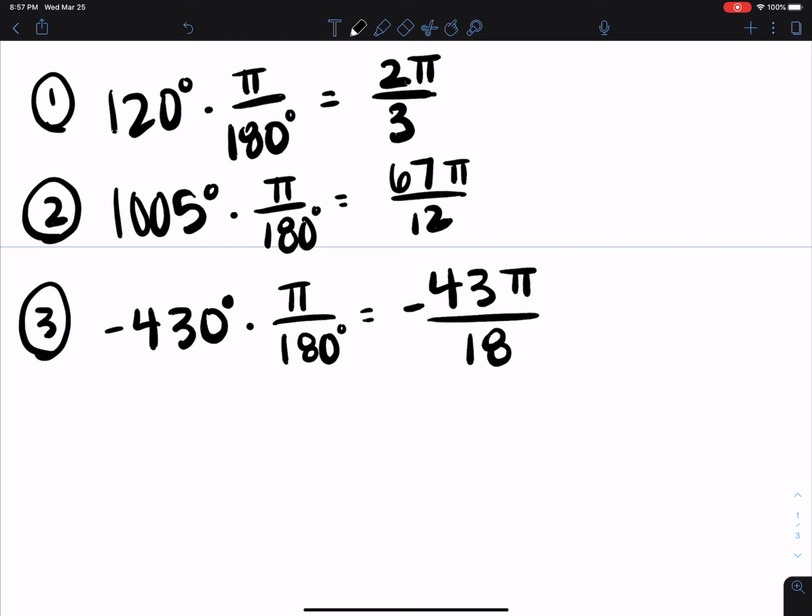Okay, and then you'll have a homework assignment on this, and there will be some of these questions on the circle review quiz and the test.